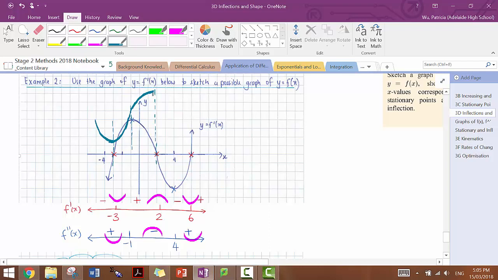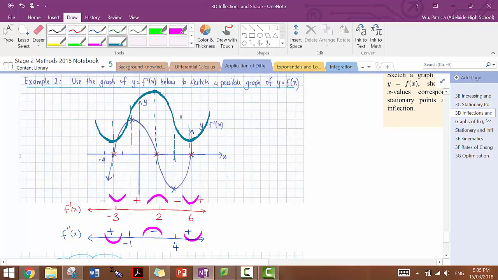maximum at 2. And then it starts to go down because it's negative, but it's still having that concave curvature there, and it will keep going down until it reaches x equals 4, where it changes its curvature into a convex, and then it's going to reach the local minimum at x equals 6, and then it starts to go up, still having that convex curvature there. So this is what the graph looks like.